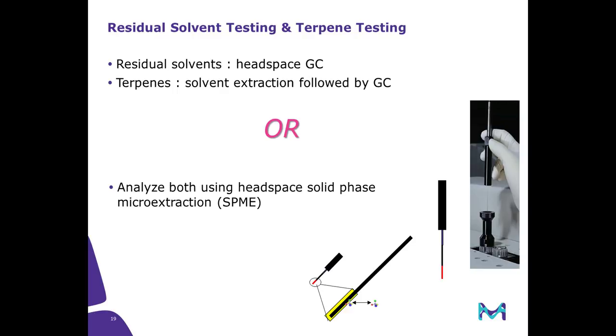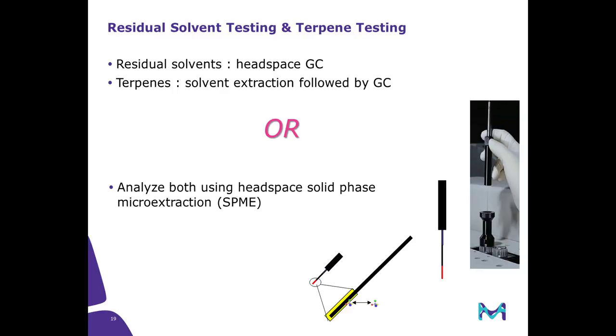Now, for doing residual solvent testing and terpene testing, you could use headspace for residual solvents, and a lot of labs do a solvent extraction followed by GC for terpenes. So that's two different approaches, two different sets of equipment. Or a new approach would be to use a technique called solid phase micro extraction, or for short, SPME, and you could use that technique for both.